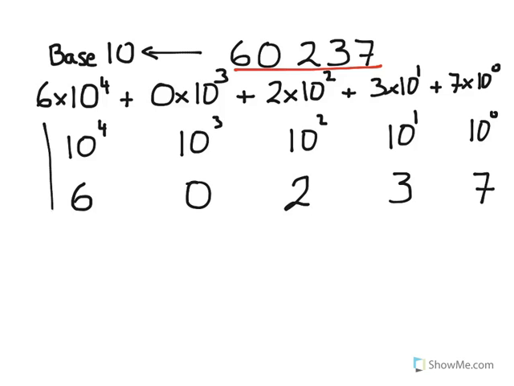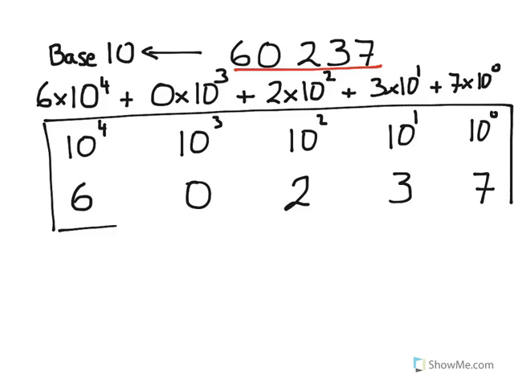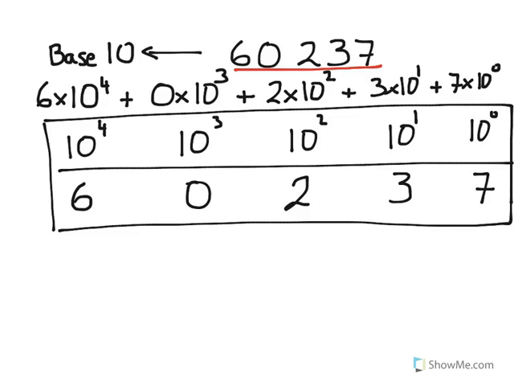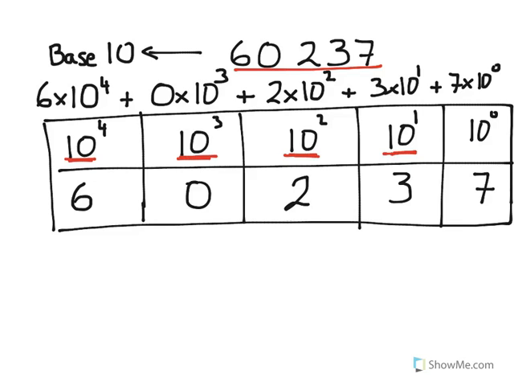So another way of expressing our number here could be expressing it in this table form. We still have the number 60,237, but we've now expressed it in terms of 10 to the power 4, 10 to the power 3, 10 to the power 2, 10 to the power 1, and 10 to the power 0.